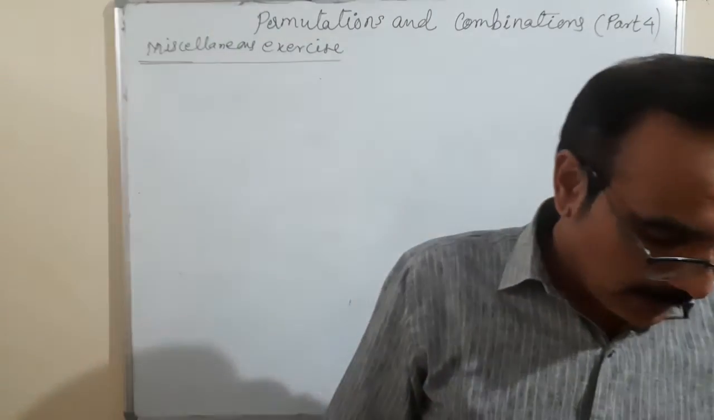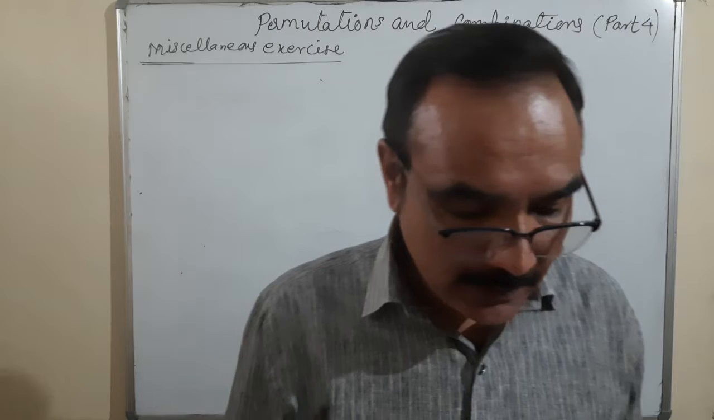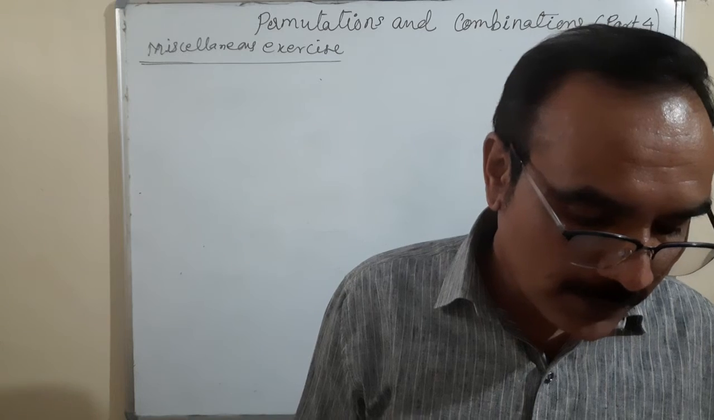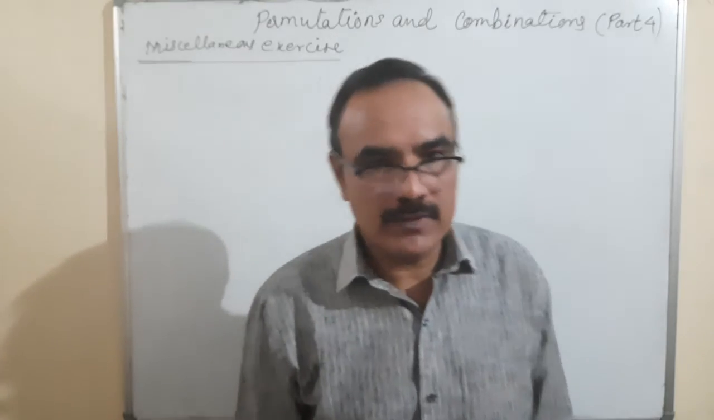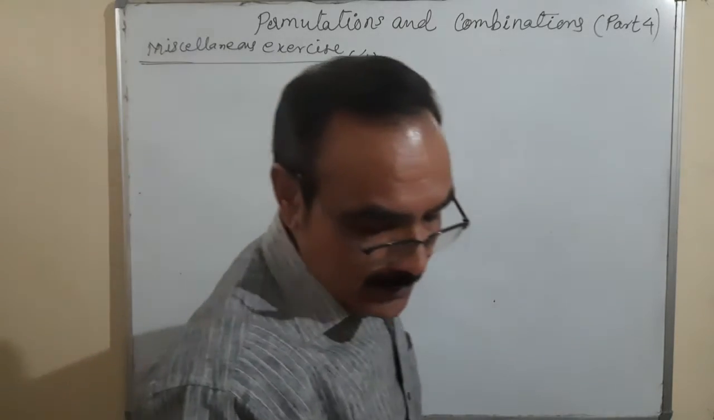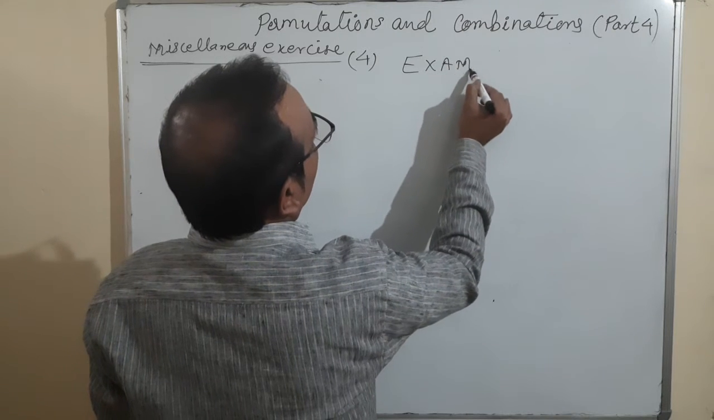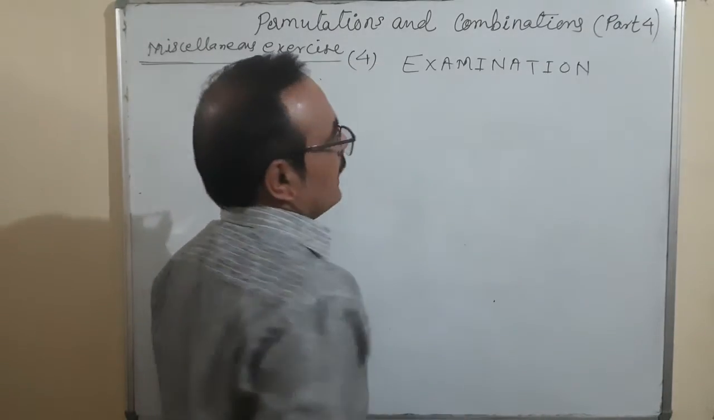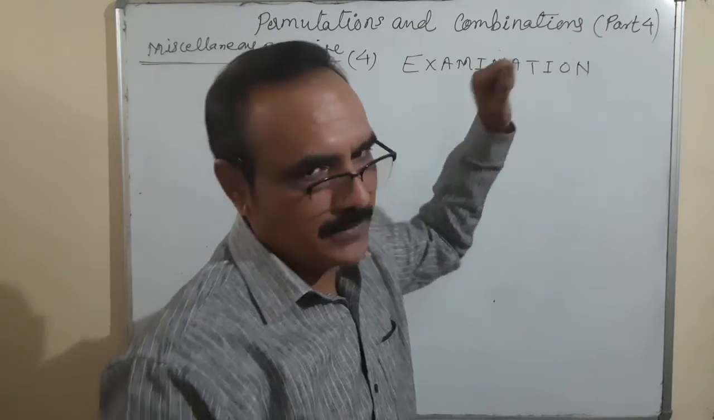One question is: if the different permutations of all the letters of the word EXAMINATION are listed as in a dictionary, how many words are there in the list before the first word starting with E? Before the first word starting with E. Okay, we'll understand the meaning of this first. The word is examination. 1, 2, 3, 4, 5, 6, 7, 8, 9, 10, 11.